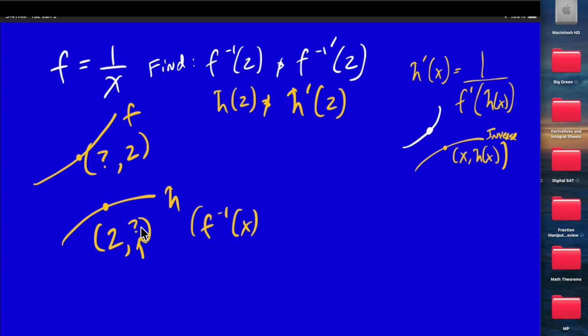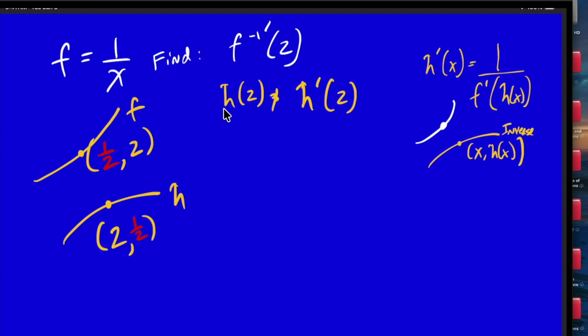So to get the input value that yields 2 as an output, we're going to set 1 over x equal to 2. And x is none other than 1/2. So if x is 1/2 here, we're going to take out that question mark and change it to 1/2. And then the output on the inverse function h becomes 1/2. So the answer to this part is 1/2.